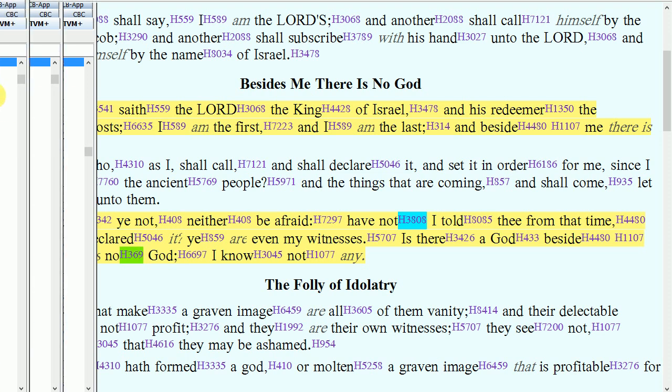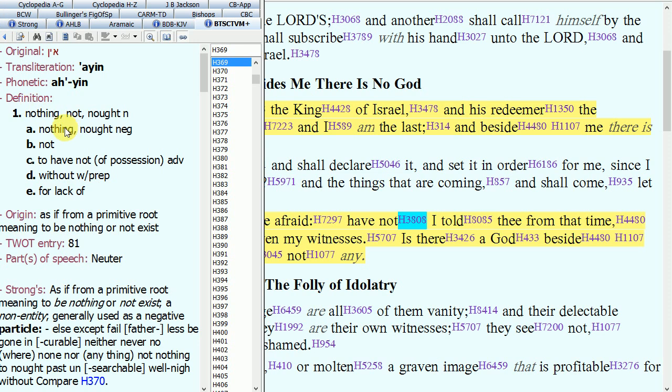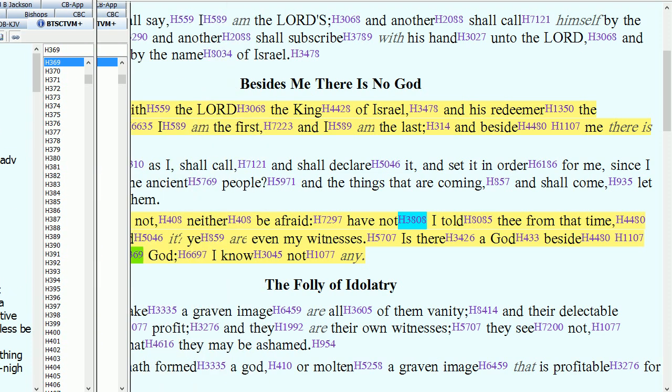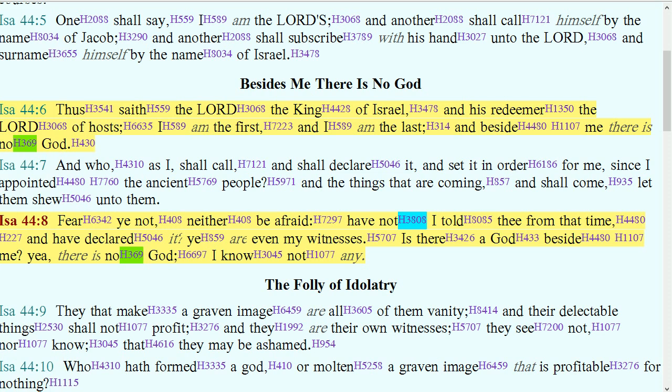Okay, my computer is moving very slow. Nothing, not. Nothing, to have not. Of possession. See, in our possession, we have none. Without, for lack of. Anyway, so let's go on to our first verse.